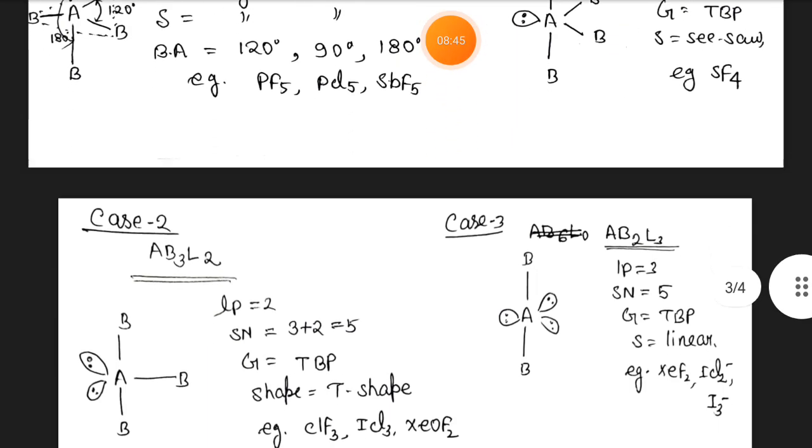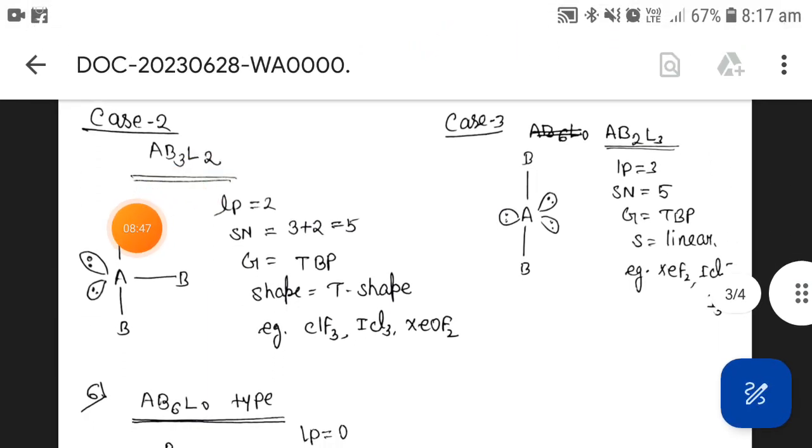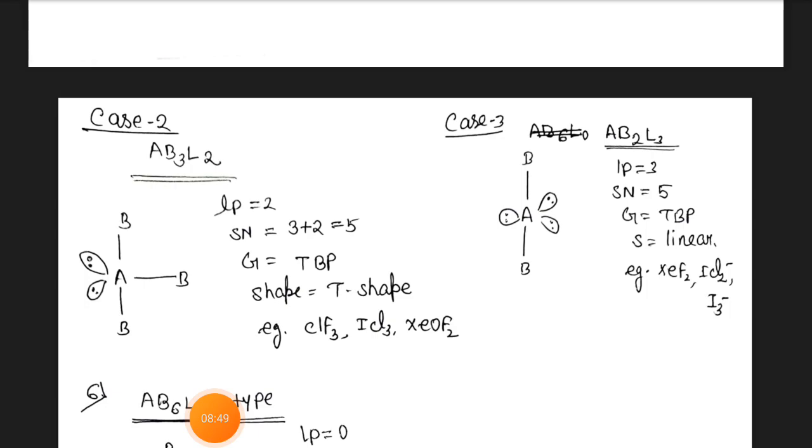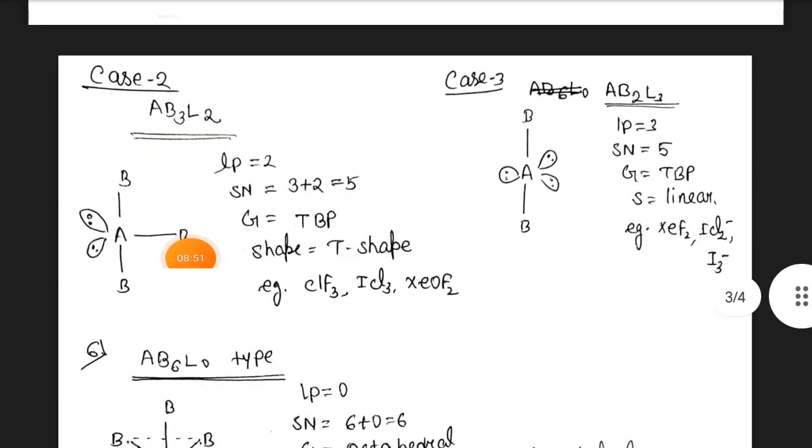Next case 2, that is AB3L2 type. Here lone pair is 2, steric number 3 plus 2, that is 5. Geometry is trigonal bipyramidal, but shape is T shape because 2 lone pairs are there. Examples are ClF3, ICl3, XeOF2, etc.